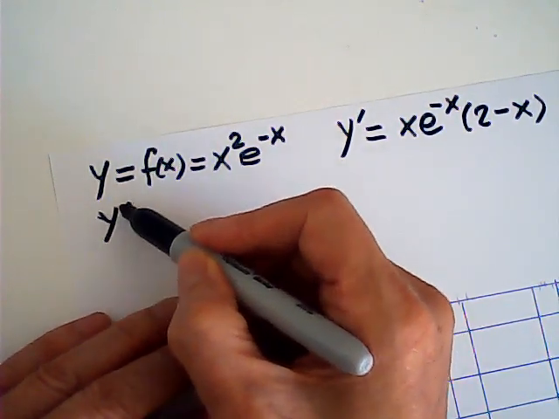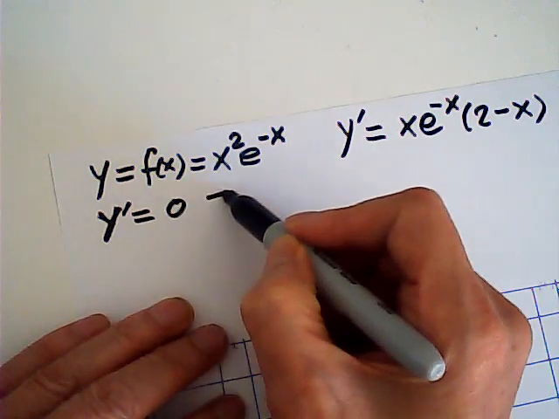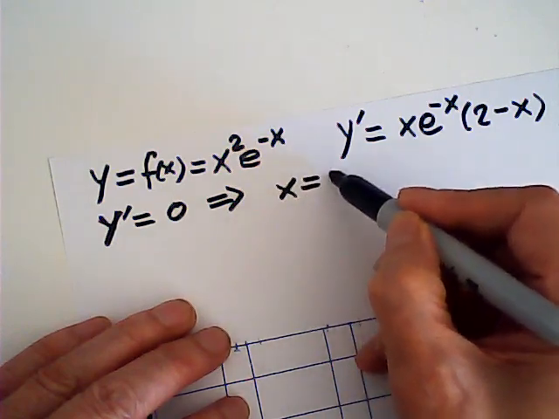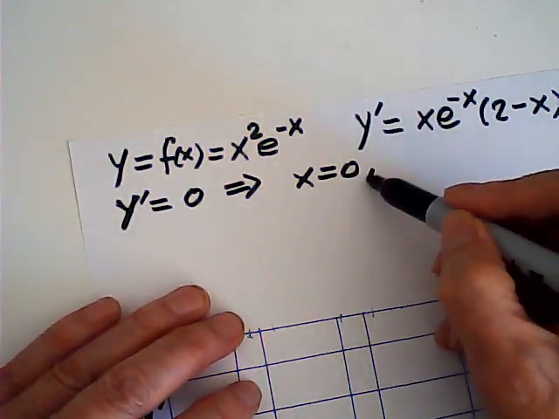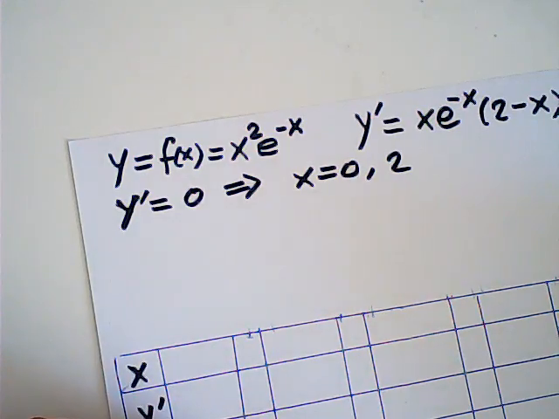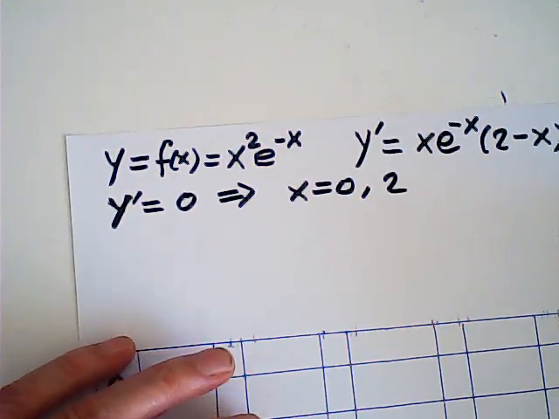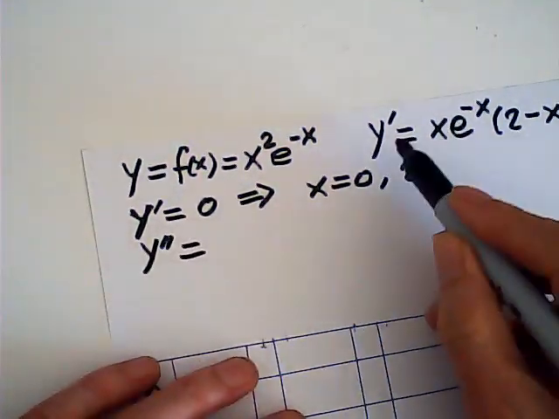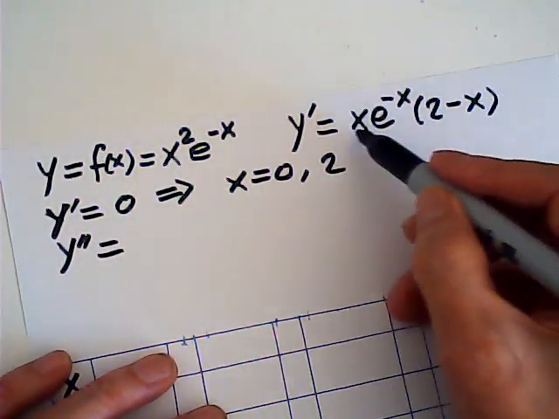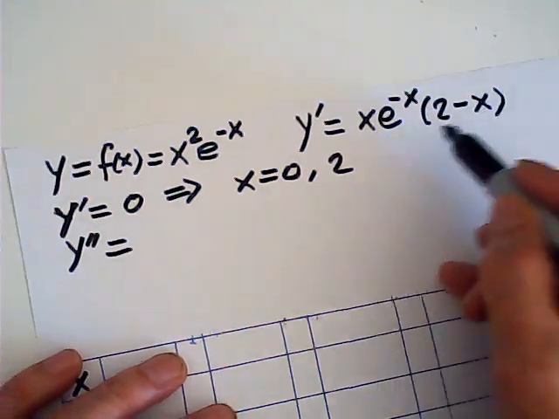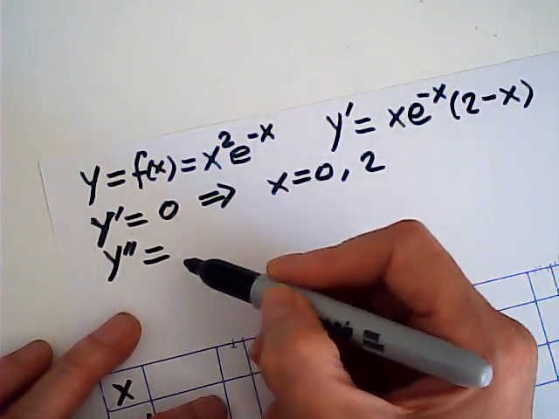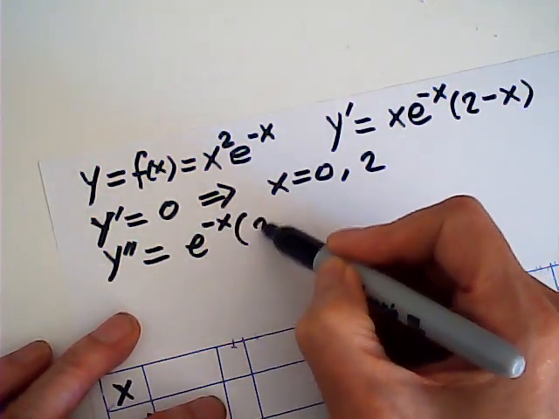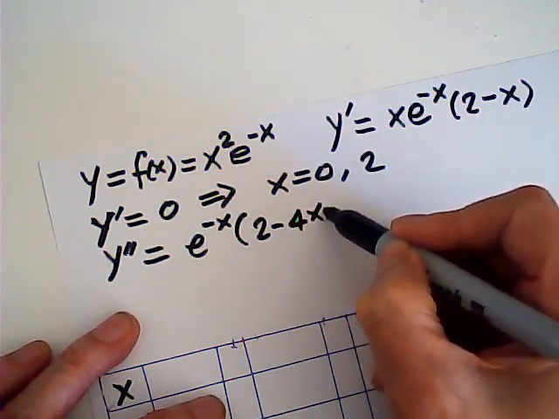Now set the derivative of y equal to 0. Then you get two values, right? x is equal to 0 and 2. Very good. Now the second derivative, the derivative of this one, and then we simplify. The result is e to the power of negative x times (2 minus 4x plus x squared).